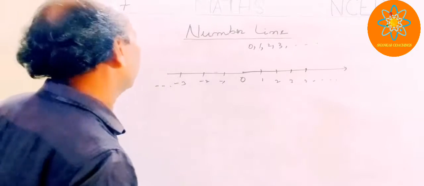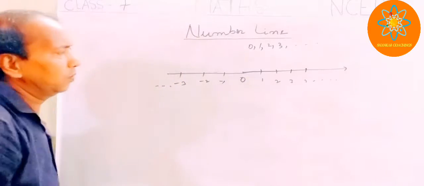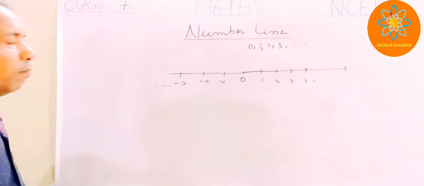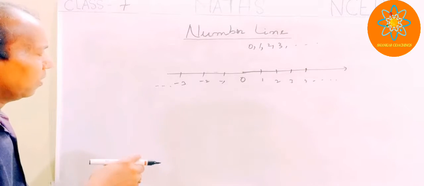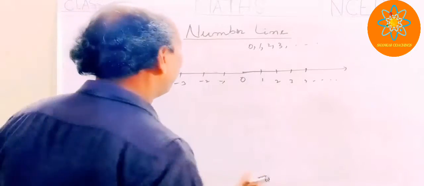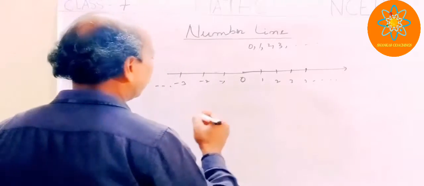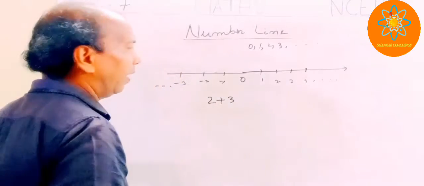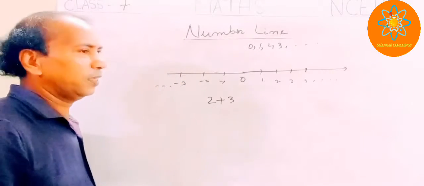See, we can use this number line to find addition, subtraction, multiplication of these integers on the number line. For example, let's suppose I want to add 2 plus 3 on this number line. So how can we find 2 plus 3?